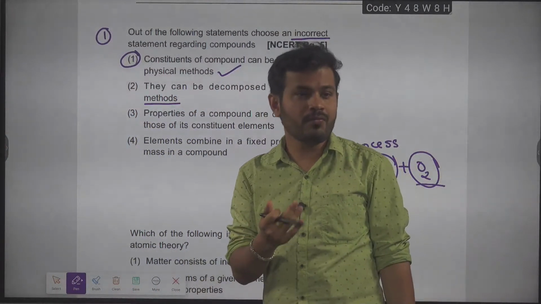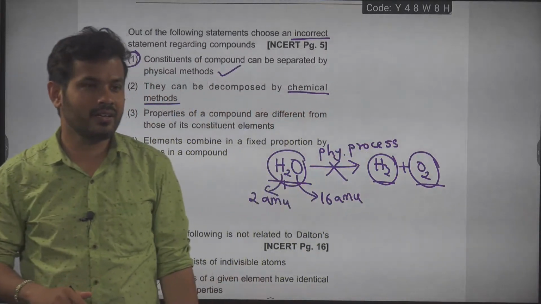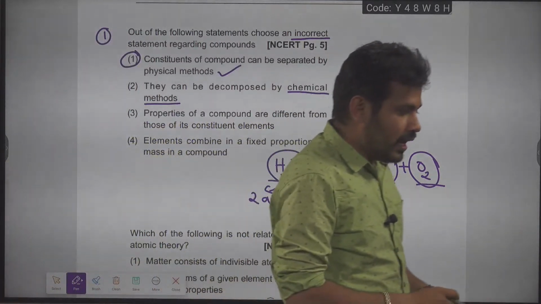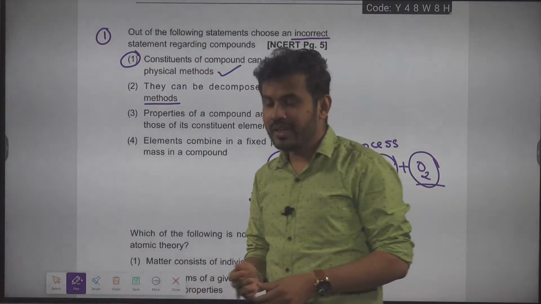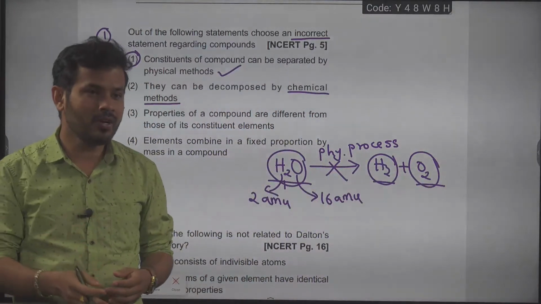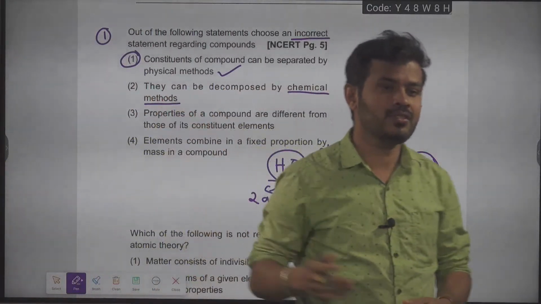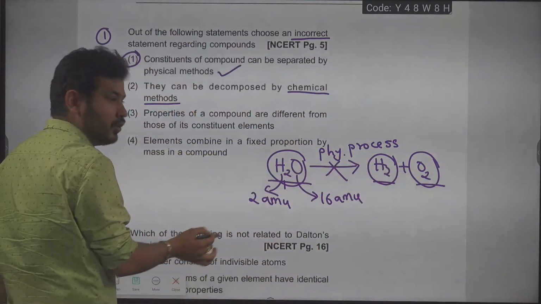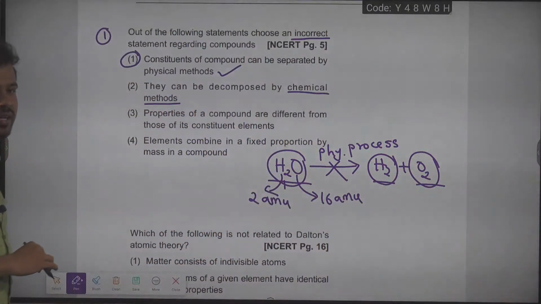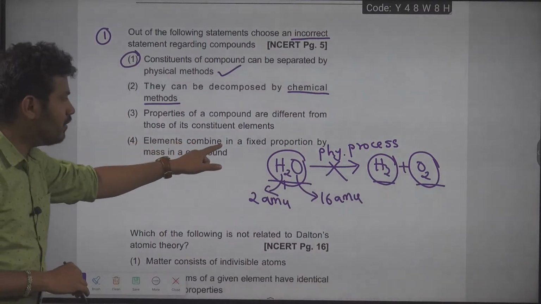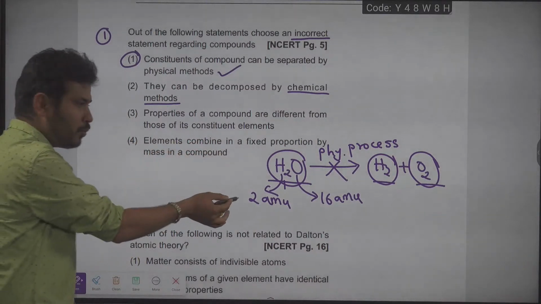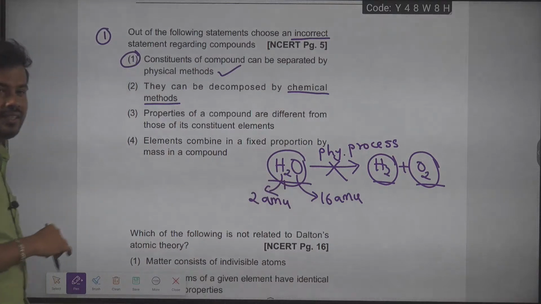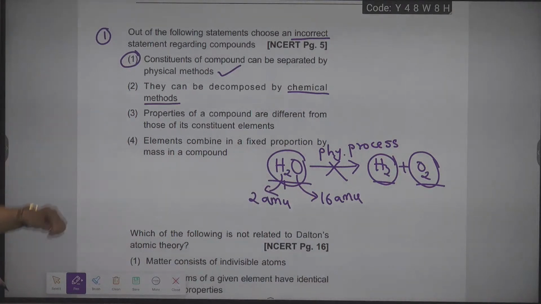So water, from wherever you get the water, like your household drinking water, or the household drinking water from my place, or pure water you are getting from anywhere in this world, the ratio of hydrogen and oxygen is always going to be 2:16 or 1:8 only. So that's why elements combine in a fixed proportion by mass. What is the fixed proportion here? 1:8. That is the case. So options 2, 3, 4 are correct, whereas the first option is the wrong one. I hope you are getting my point.